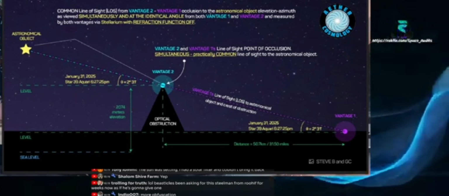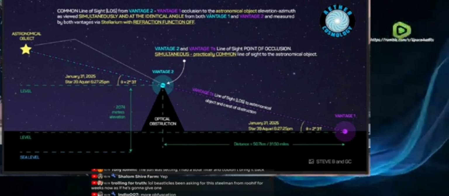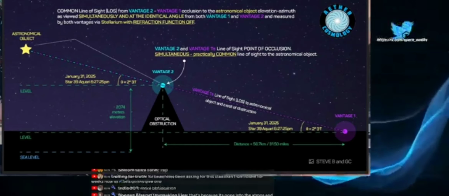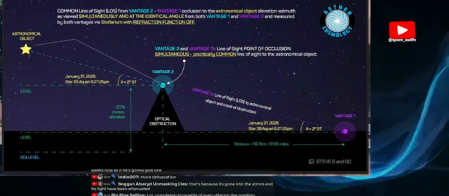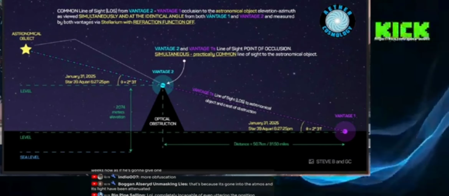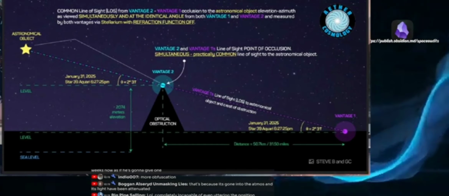So I actually discovered this bug in Stellarium. It doesn't correctly account for refraction when you change the elevation of the observer. So you've got to do a workaround. Right. So the correct elevation for the star with refraction is about 218.5.